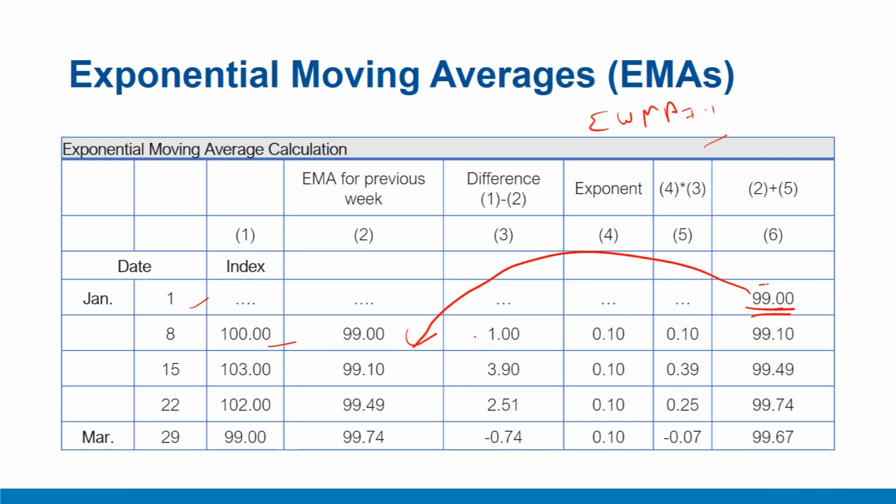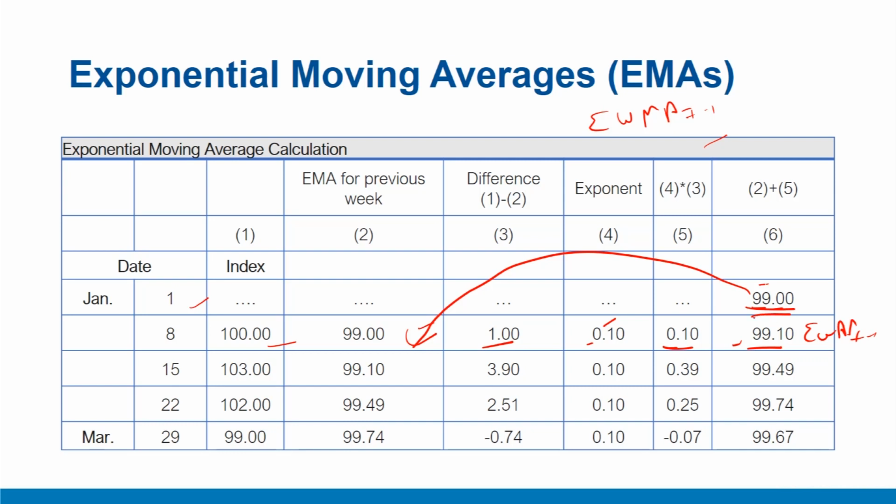So this difference between 100 minus 99 is 1. Alpha here is the exponent. So this 1 is multiplied by 0.1. So we get the first term as 0.1, and this is added to the previous period EWMA T minus 1, which is 99, to get 99.1. Now this is our latest EWMA T minus 1.